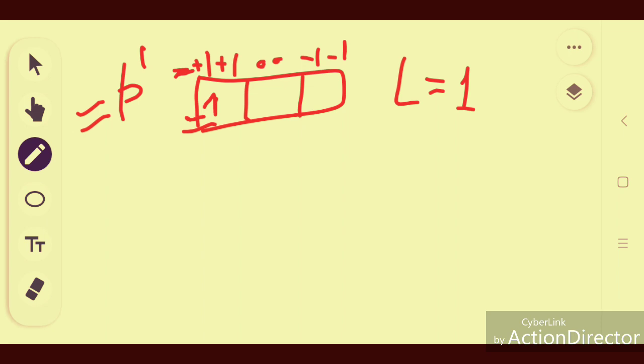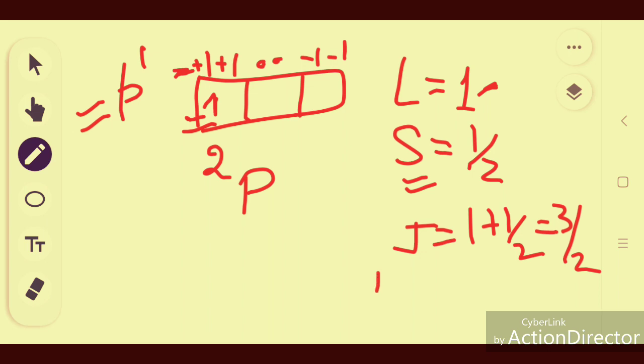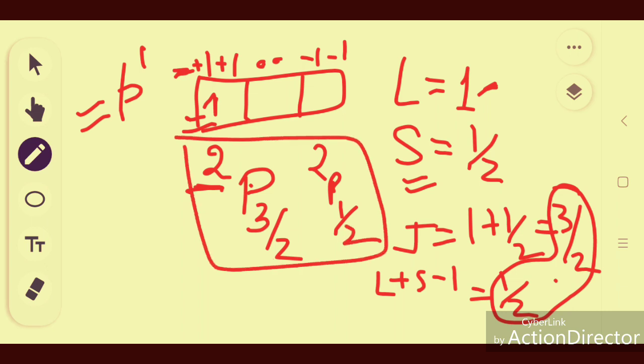Because there is only one electron, the spin S will be +half. If L is equal to 1, then the state will be capital P. If S is equal to half, then the multiplicity will be equal to 2. Then the value of J can be S plus L, 1 plus half, so it becomes 3/2. The other value will be L plus S minus 1, that is half. So only two values of J are possible, because the multiplicity is 2, that are 3/2 and 1/2. So two ground state terms may be possible, 2P3/2 and 2P1/2.